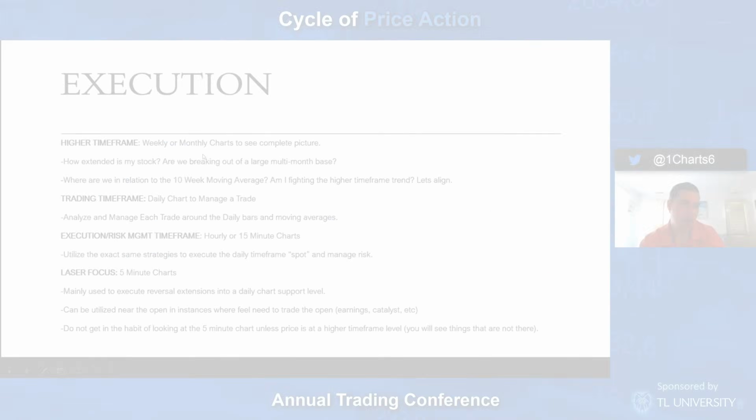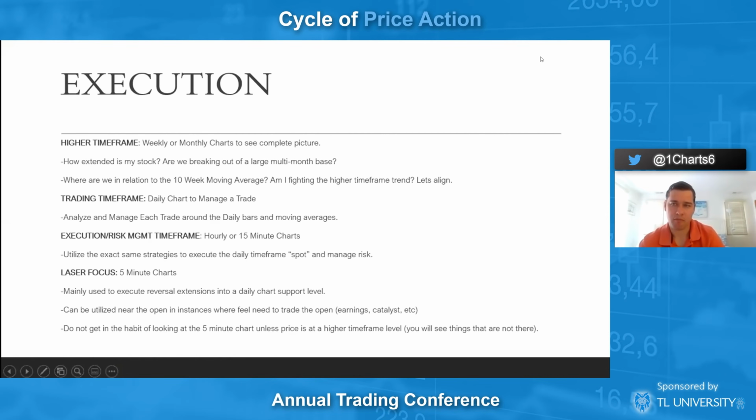So I am more of a swing trader. My main time frame is the daily time frame. So I like to apply multiple time frames. I'm sure Brian touched on this quite a bit in his presentation yesterday. But the way that I set up my trading business is, the higher time frame for me would be the weekly or monthly chart.